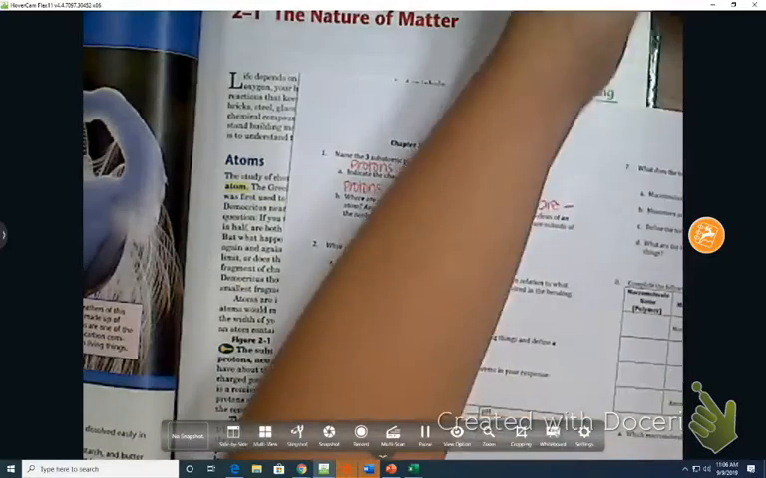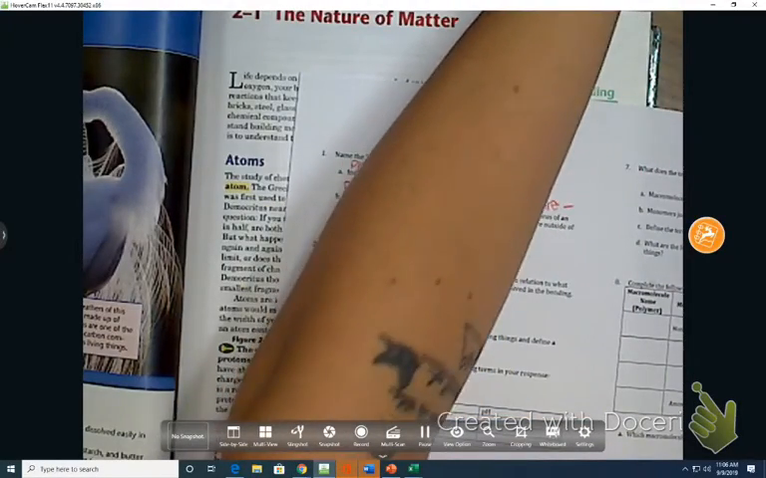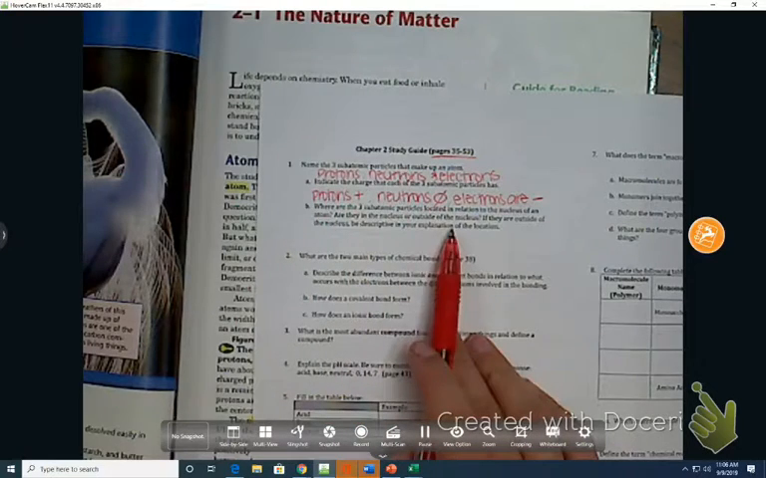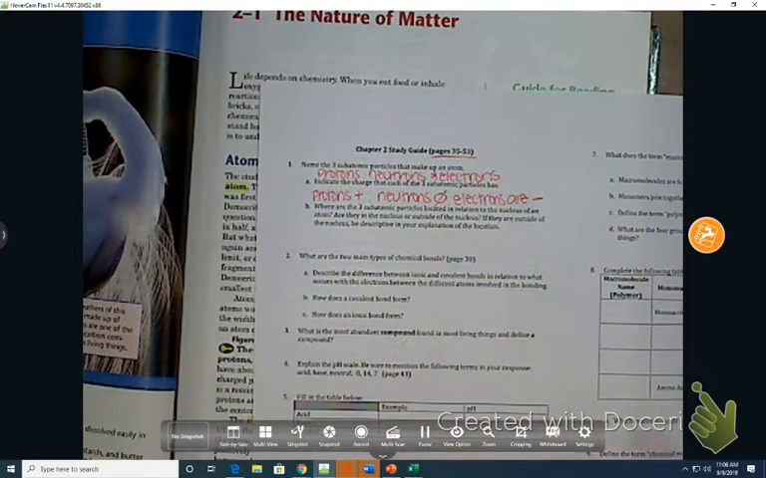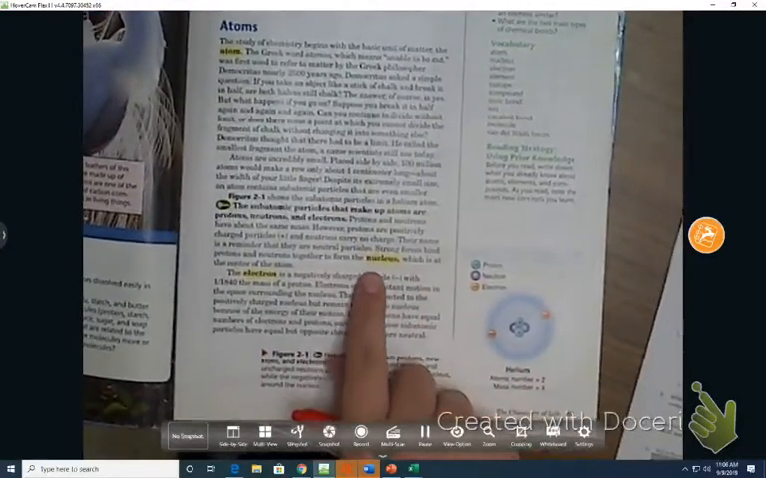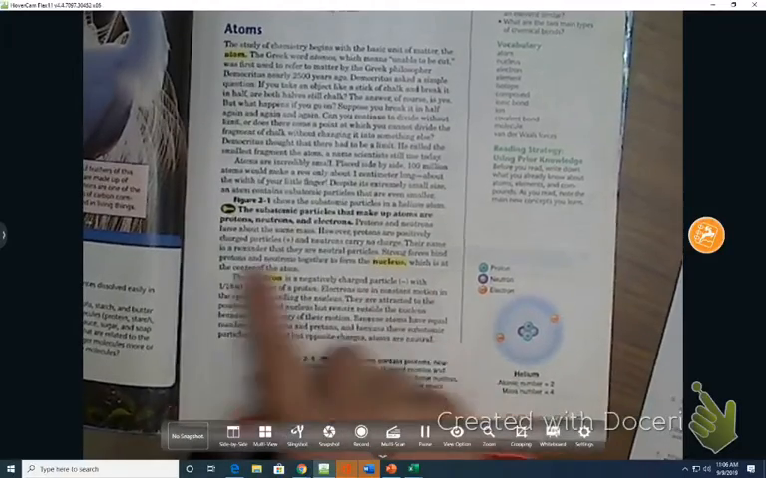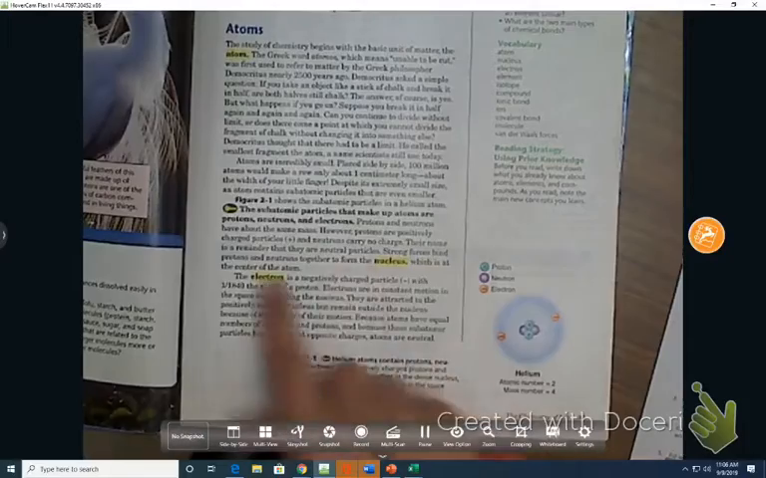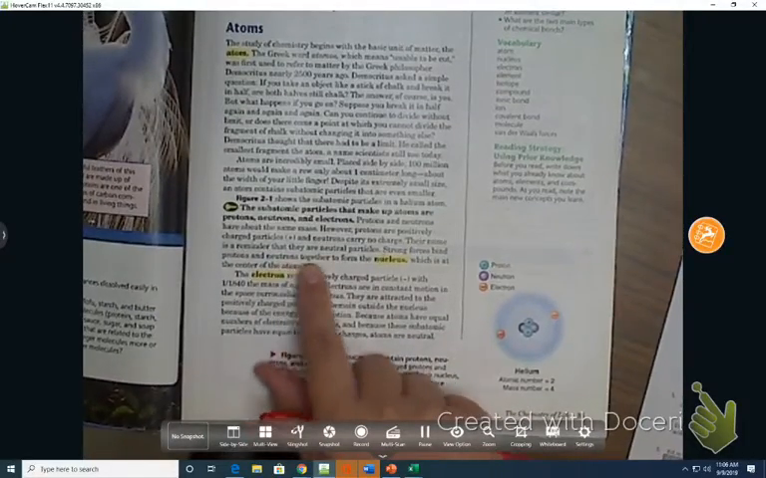Okay, for the next question, it asks, where are they located? If we look at our textbook towards the bottom, we can see it explains what the nucleus is. It says the nucleus is at the center of the atom. And what's in the nucleus? It binds the protons and neutrons together.